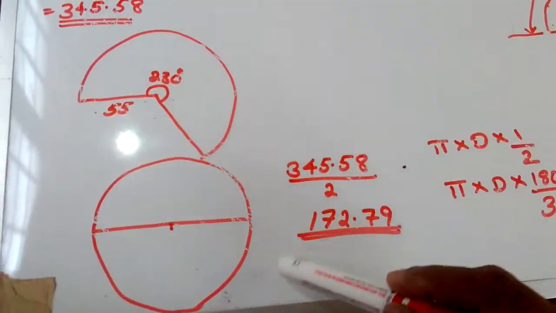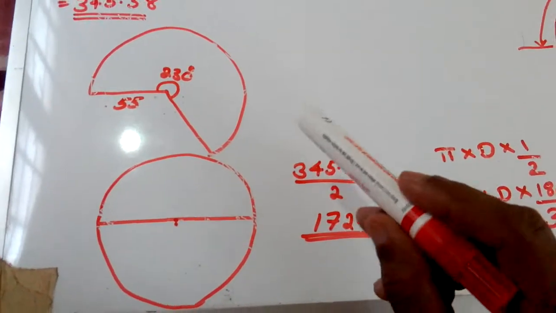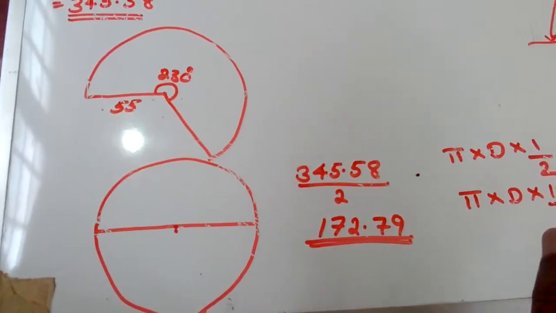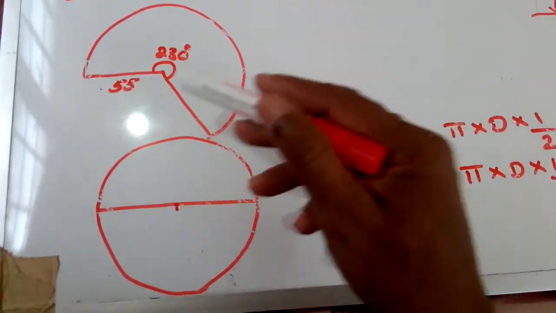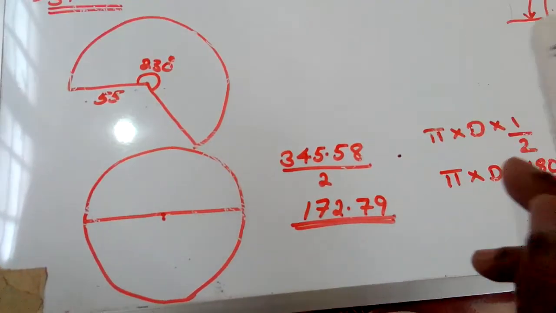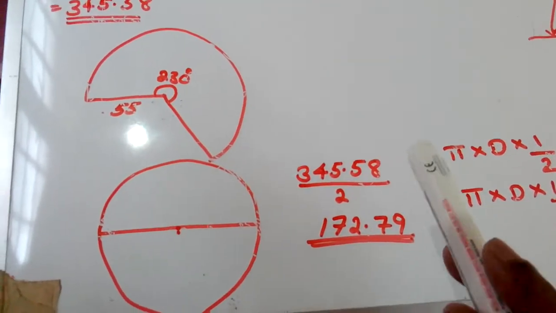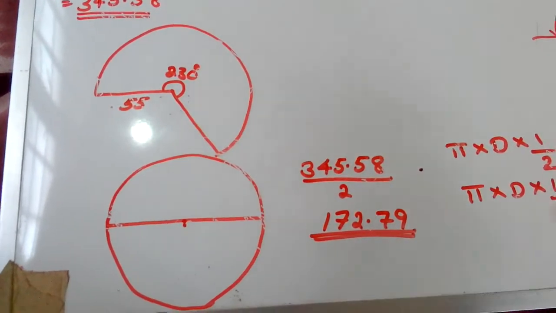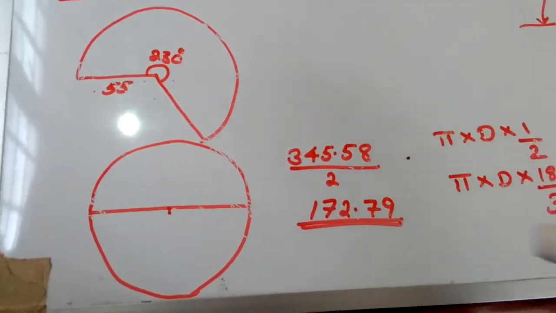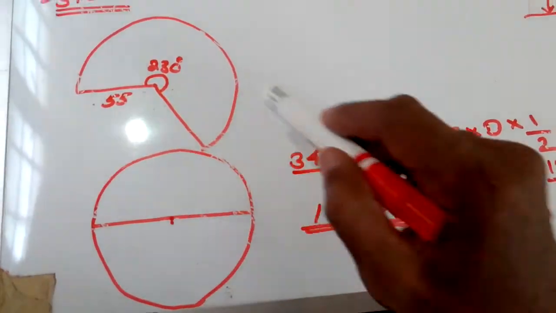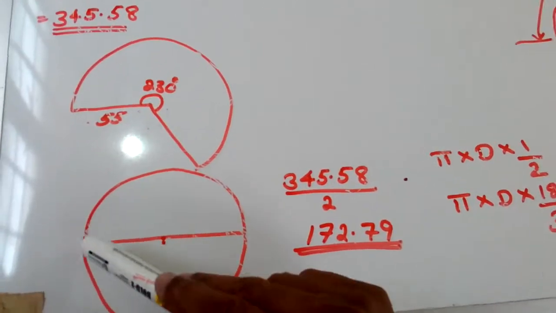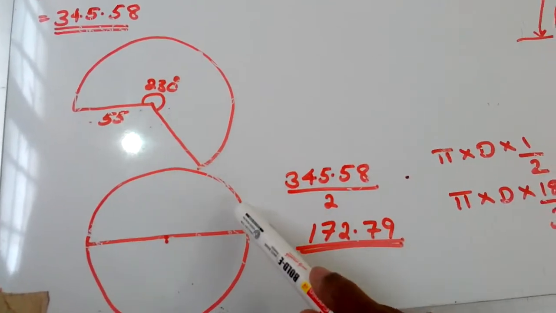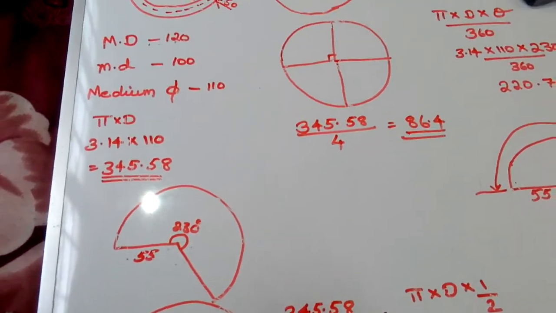I have just made it with a freehand sketch using my hand. I didn't use a compass or anything else. It is for teaching purposes only. It is a rough sketch only. But when you draw it in your notebook, you have to draw it with full accuracy because you are studying. I am doing all this for teaching you. Okay. So its perimeter will be 172.79.